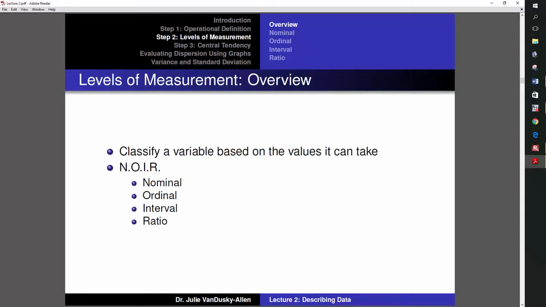Nominal level variables give us the least amount of information, while ratio level variables give us the most amount of information. An easy way to remember the order in which these classifications give us the least and most information is the French word for black, noir. Nominal, ordinal, interval, ratio.